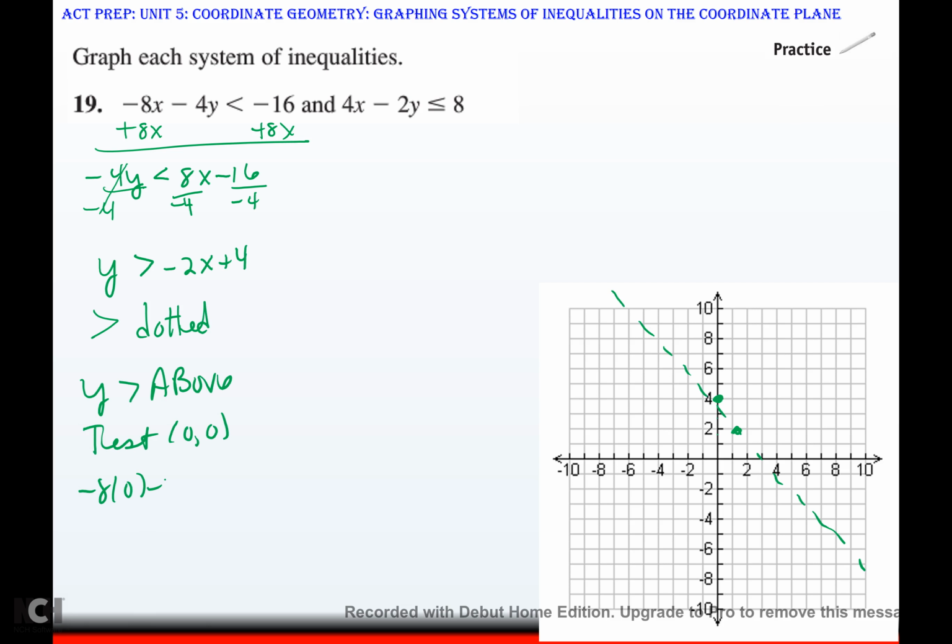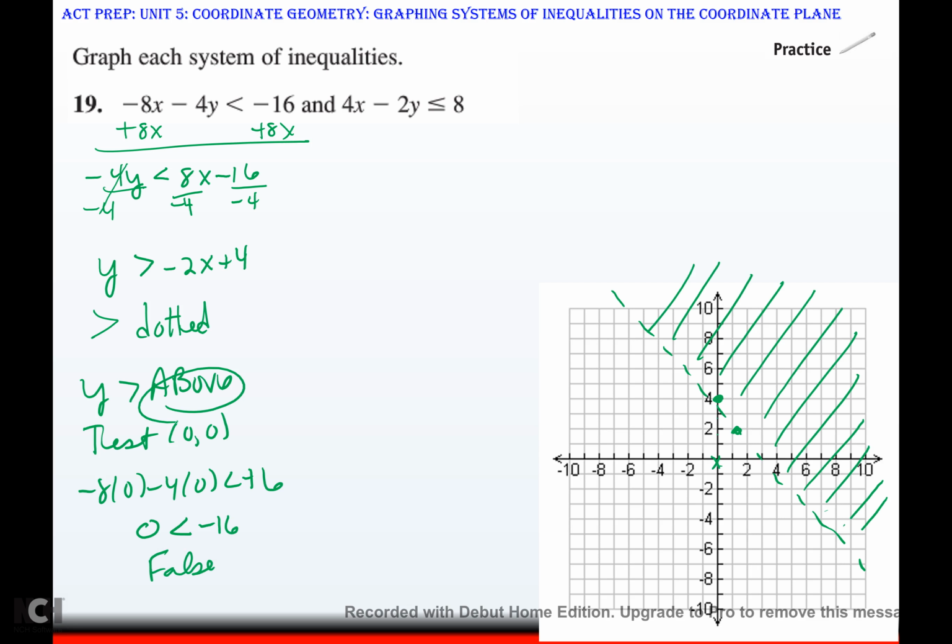Negative 8 times 0 minus 4 times 0 less than negative 16. Is 0 less than negative 16? No, that's false. So I don't want to shade where 0, 0 is. I want to shade the other side, which is above like I thought. So I'm going to graph the second one.